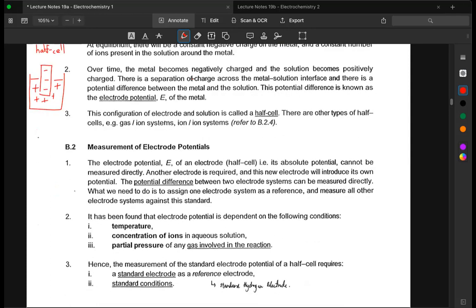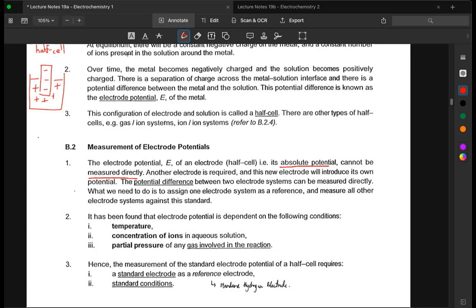Now, how do we measure electrode potential? The so-called electrode potential, which is the absolute potential, cannot be measured directly, just like your enthalpy. You need to be very, very clear on this. So we always calculate the difference in potential. I'm not saying potential is not a value. It is a value. It is valid. But in experiment, you cannot determine it.